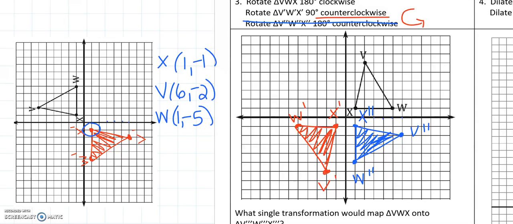Okay, so that's how you would do some rotations and some reflections. Now, watch the next video for how we're going to do some dilations on the origin, or rather centered at the origin, and then off of the origin.